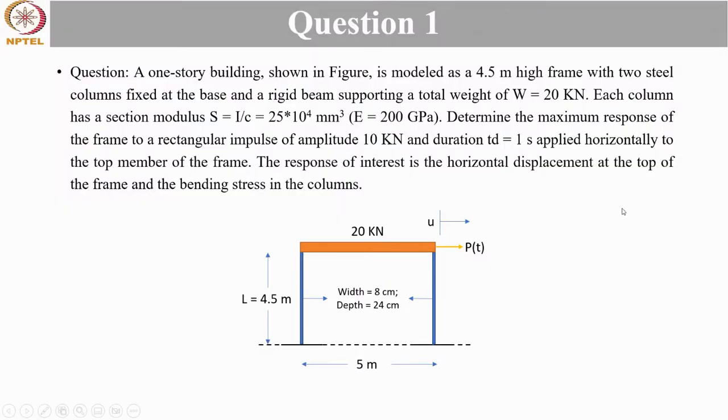So, first question. The question says a one-story building shown in figure is modeled as a 4.5-meter high frame with two steel columns fixed at the base and a rigid beam supporting a total weight of 20 kilonewton. Each column has a section modulus S equal to 25 into 10 to the power 4 meter cube, and the modulus of elasticity is given as 200 gigapascal. Determine the maximum response of the frame to a rectangular impulse.